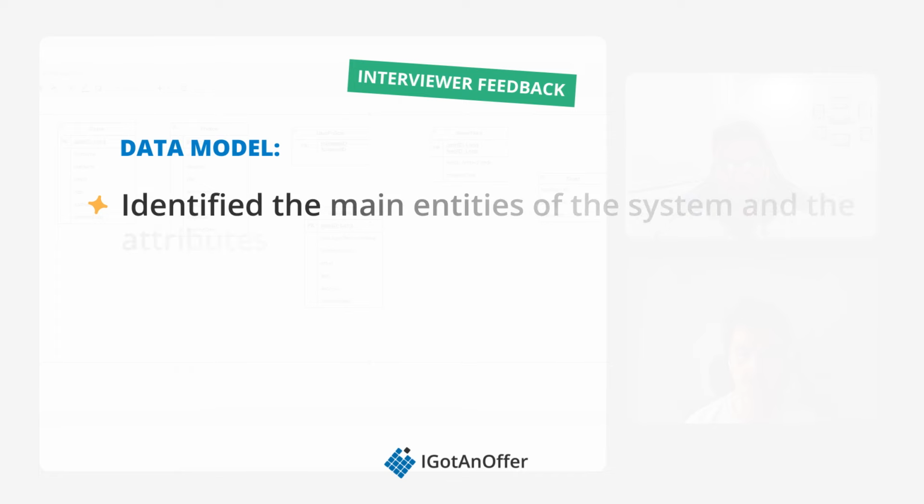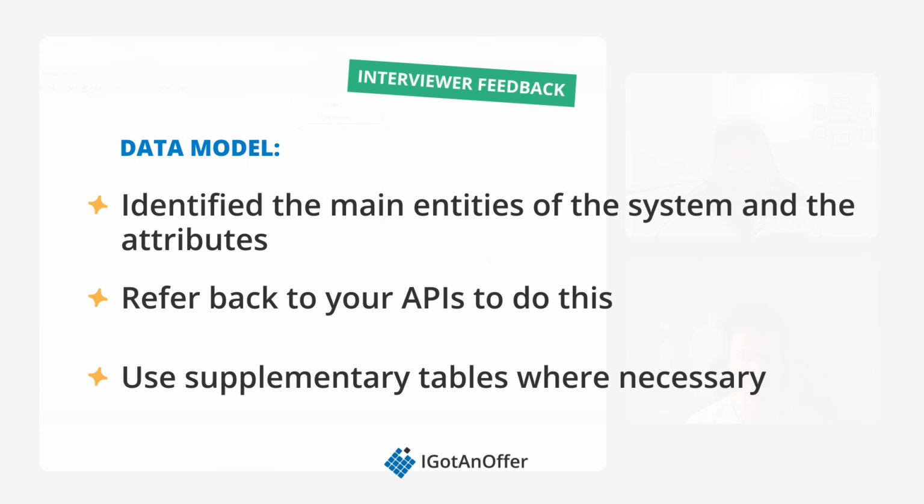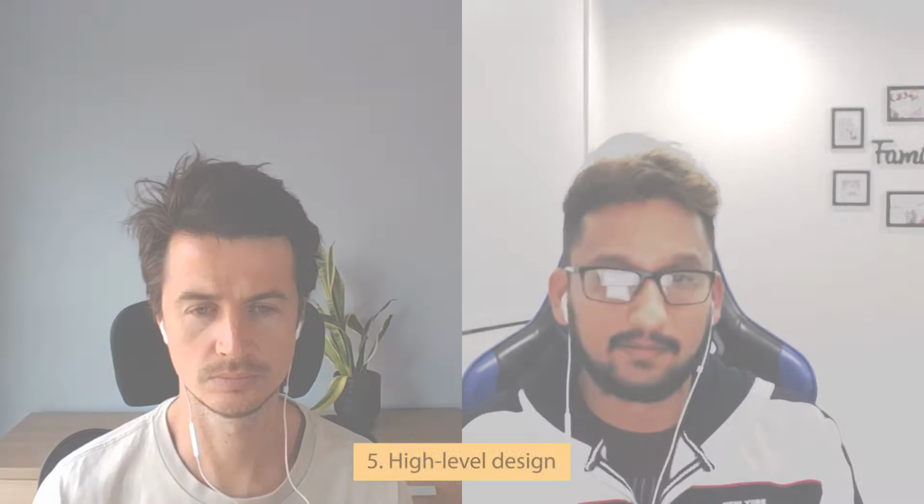You need to identify the main entities of your system that are required and the attributes. So go back to your APIs and think which entities are required to implement each one. Karthik also made good use of supplementary tables, such as his user activity table, which achieved efficiency for the newsfeed. Now move to the high level design.